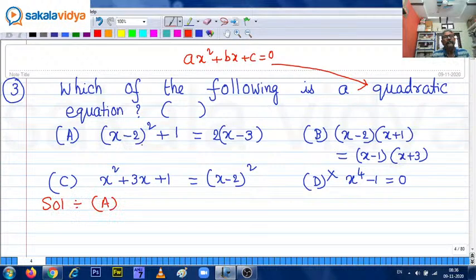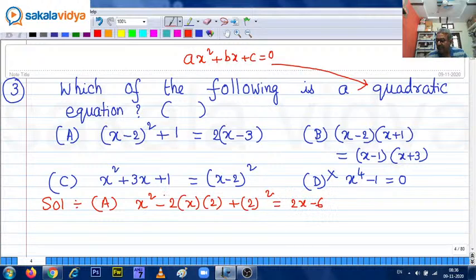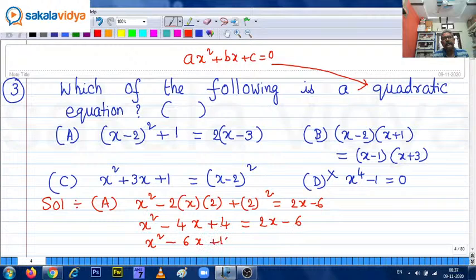Let us simplify. (x minus 2) whole square means x square minus 2 into x into 2 plus 2 square equals to 2x minus 6. Open the bracket. So x square minus 4x plus 4 is equal to 2x minus 6. Bring 2x minus 6 this side. x square minus 4x minus 2x plus 4 plus 6 equals to 0. So it appears to be ax square plus bx plus c is equal to 0. So it is a quadratic equation.